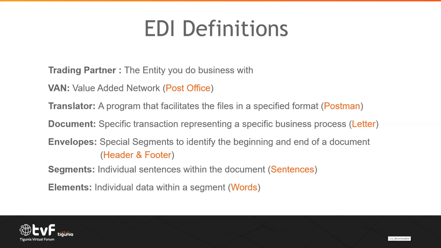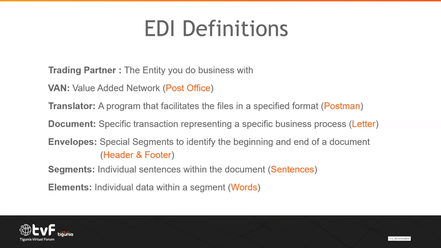Now, a VAN is short for value added network. A lot of companies that do EDI use a VAN. Think of it like the post office. When you exchange electronic data, your VAN is a partner that allows you to transact between other partners.